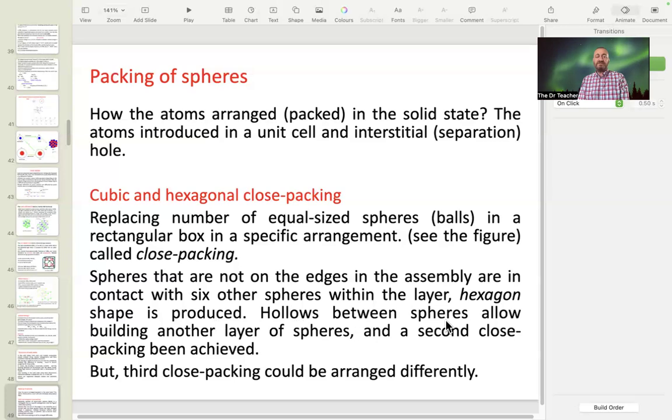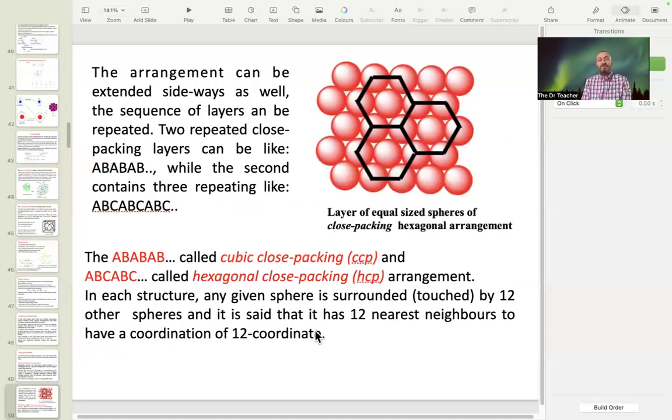Hollows between the spheres allow building another layer of spheres. So there are spaces. Hollows are spaces between the atoms, so other layers can be built up, and a second close packing is achieved. So there is a first close packing, and next will be the second close packing, and so on. The third close packing could be arranged differently. The arrangement can be extended sideways as well, so it can go sideways or up and down.